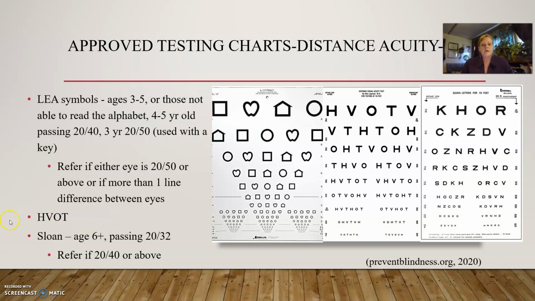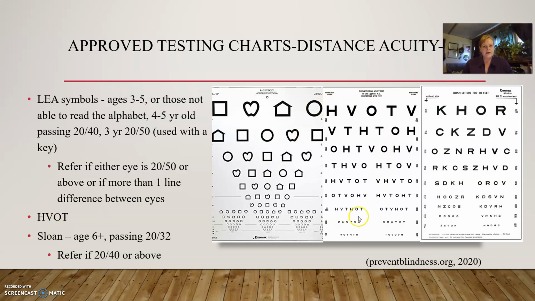For 3-year-olds, 20/50 would be referred. For 4 to 5-year-olds, passing is 20/40. We would refer if either eye is 20/50 or above, or if there is more than one line difference between the eyes.